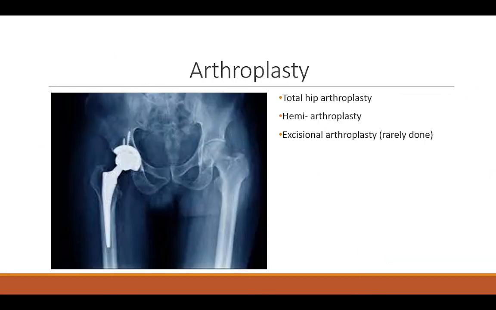Arthroplasty is the final treatment for avascular necrosis in which the head sphericity is lost or osteoarthritic changes have occurred. We can perform a total hip arthroplasty, a hemiarthroplasty in cases where the acetabulum is still intact, and an excisional arthroplasty may also be done but rarely these days.